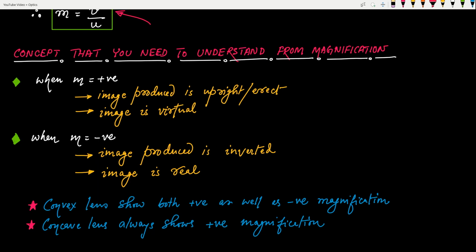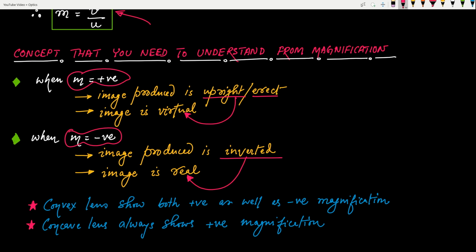Now let's look into some of the concepts that you need to understand from magnification. Now these things you already know, so I'll move very fast. So the first thing is that whenever the magnification is positive, then the two things that you need to remember is that the image produced is upright or erect. Whenever M is positive, the first thing that should come up is that the image produced is upright or erect. And if the image produced is upright, then the image has to be virtual. And whenever M is negative, then the image produced is inverted. Always negative M signifies that the image produced is inverted. And if the image is inverted, the next conclusion is that the image should be real. So these are the two things that you need to remember.